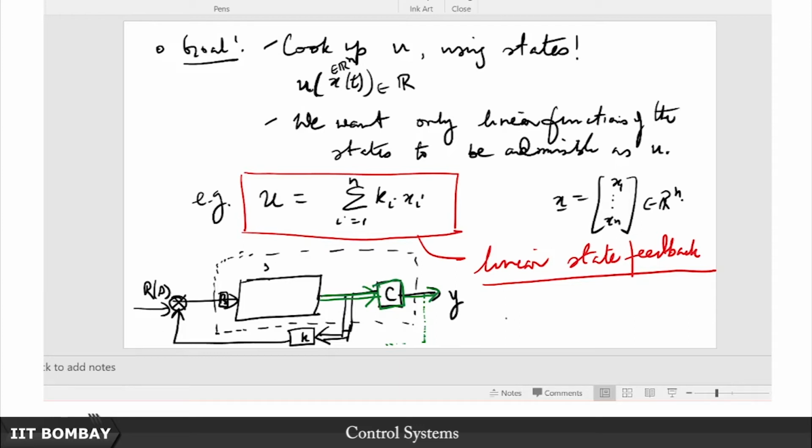So now the point is that you have this u, one part of which is of course this Kx that I have just said, and the other part is of course this r(t), right.